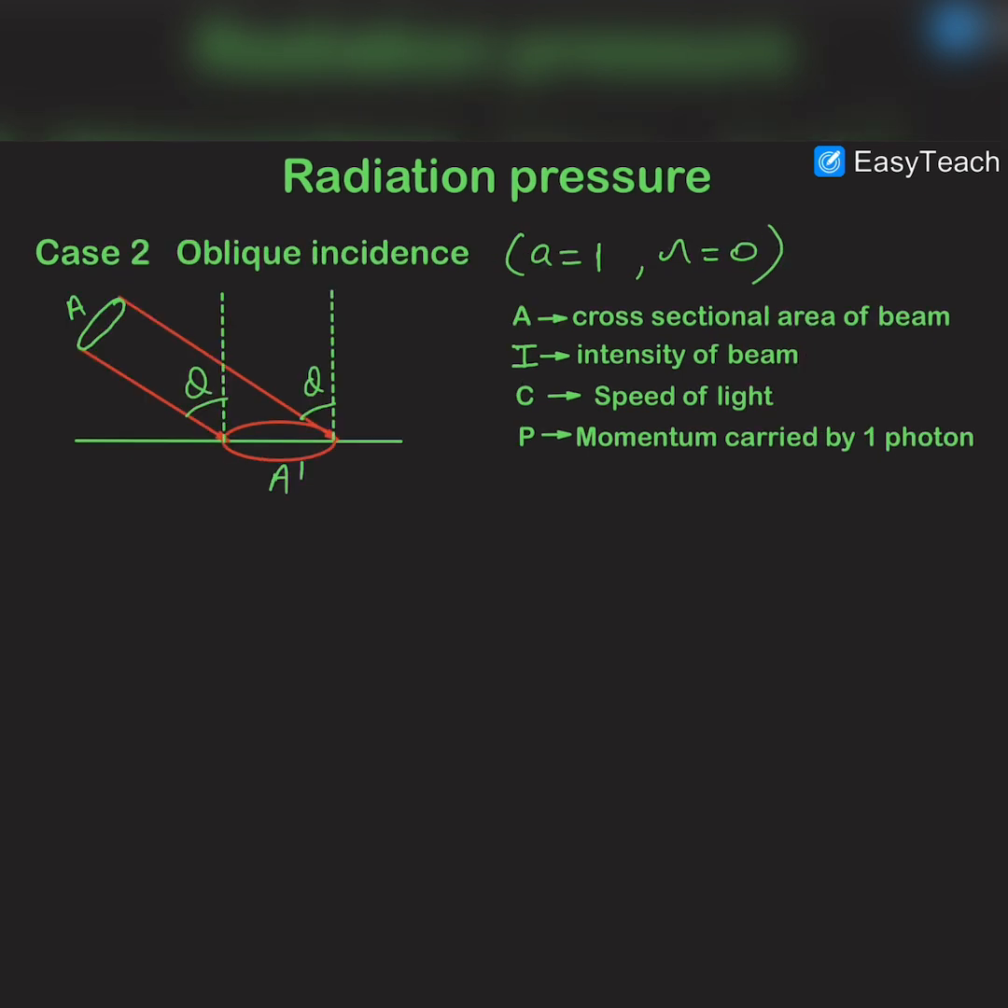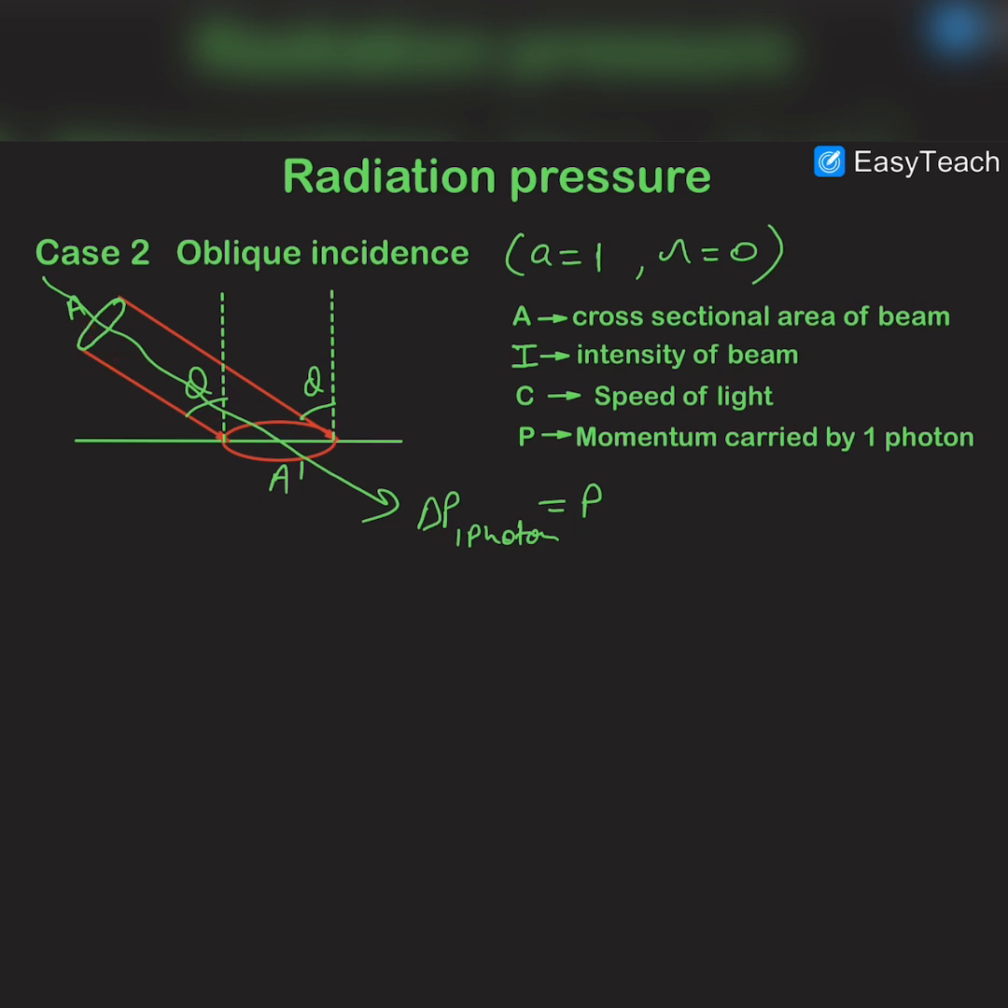Okay, and in the next case, the radiations are falling obliquely at some angle theta with the normal to the surface, and they are completely absorbed. So let us see that the momentum carried by the photons is in this direction. The change in momentum due to one photon in this direction will be P, because the photons are moving with momentum P in this direction, and after striking this surface they are absorbed. So the final momentum is 0, and therefore the change in momentum is P.